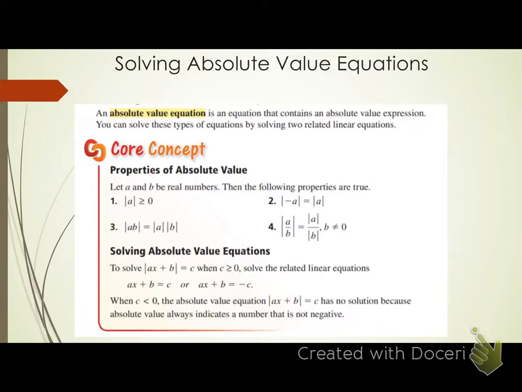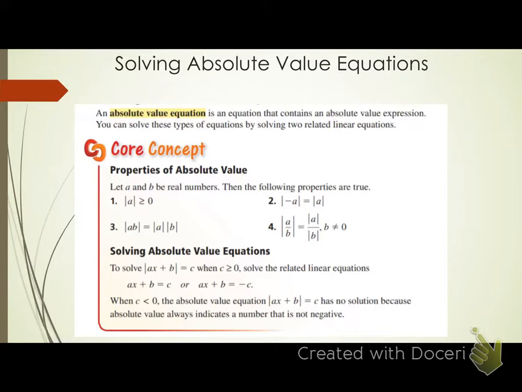And then number 4 is very similar to that. It's just division. Absolute value of a divided by b equals the absolute value of a divided by the absolute value of b, as long as b does not equal 0 in this case, because I cannot have 0 in the denominator of a fraction. Okay? Are there any questions about any of these 4 properties? Those all make sense to us.